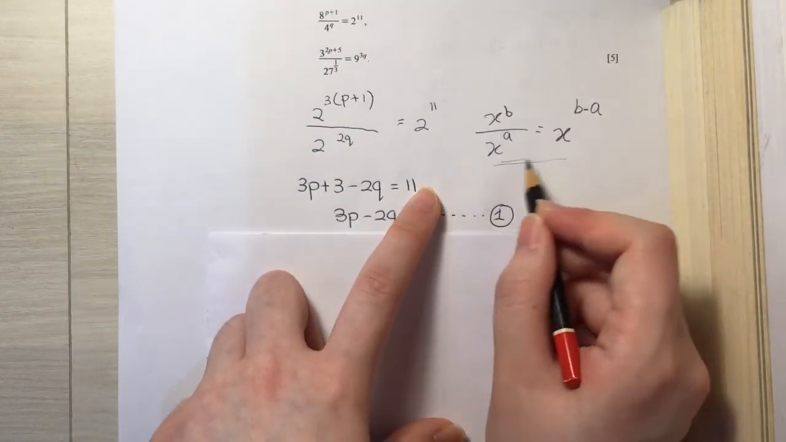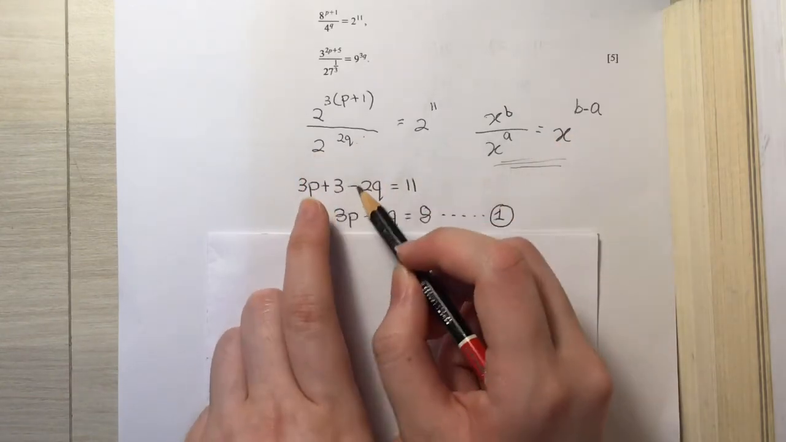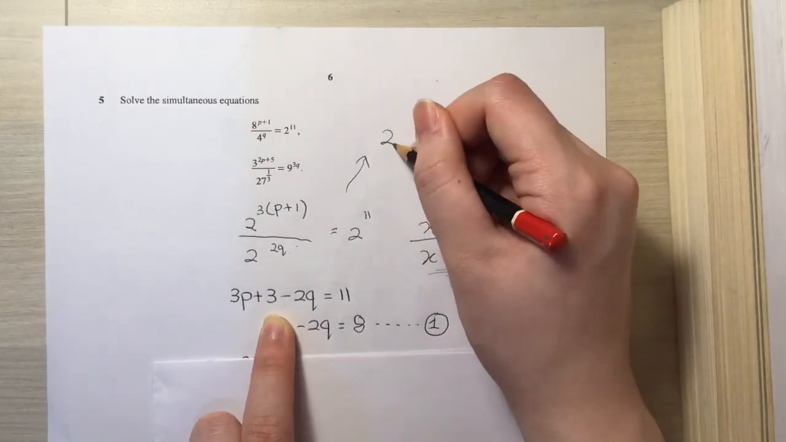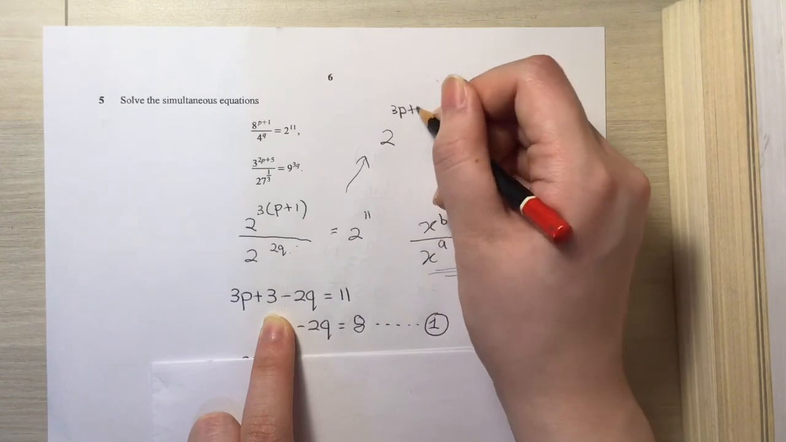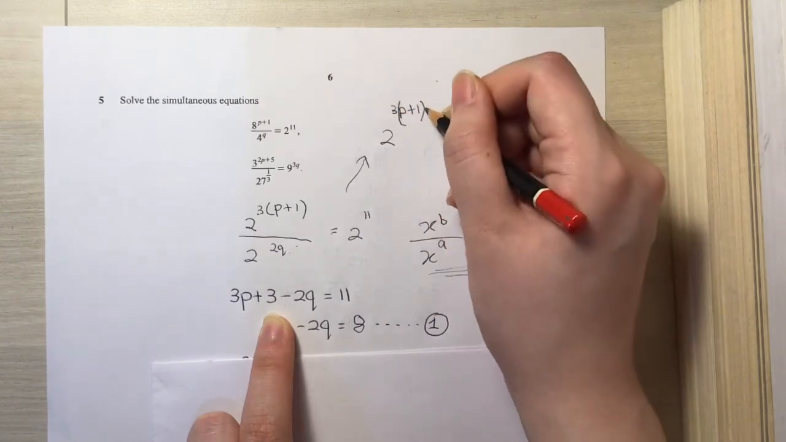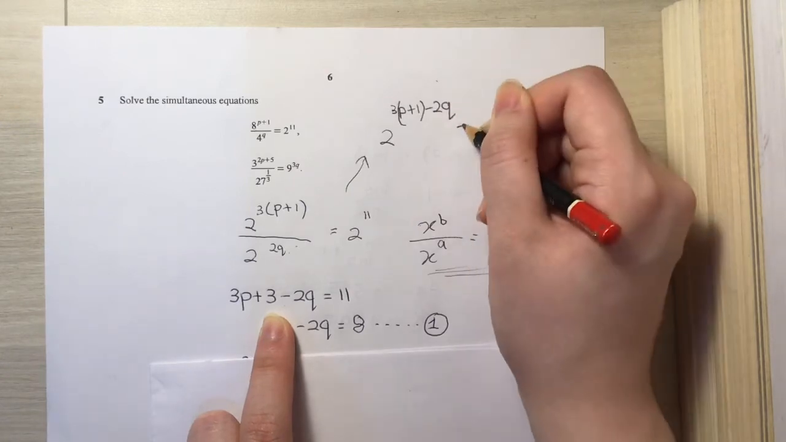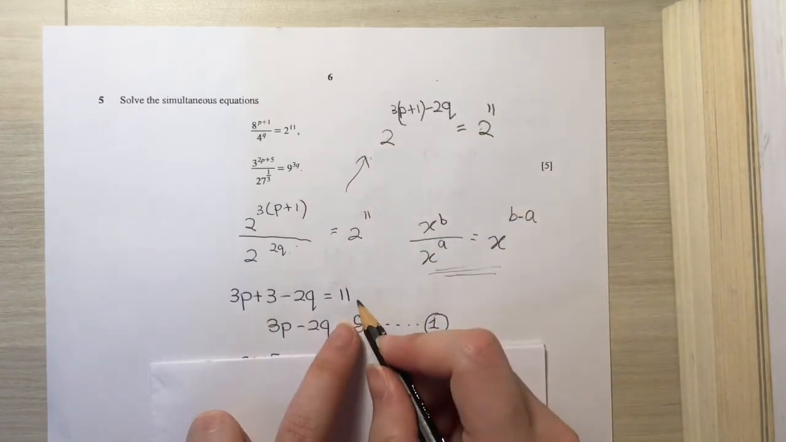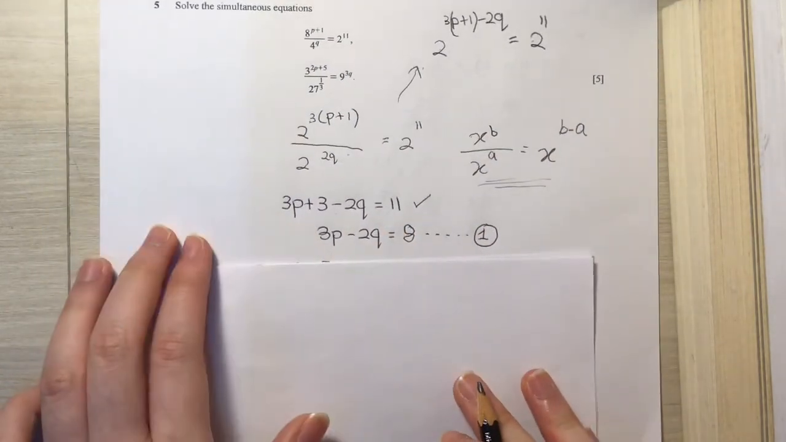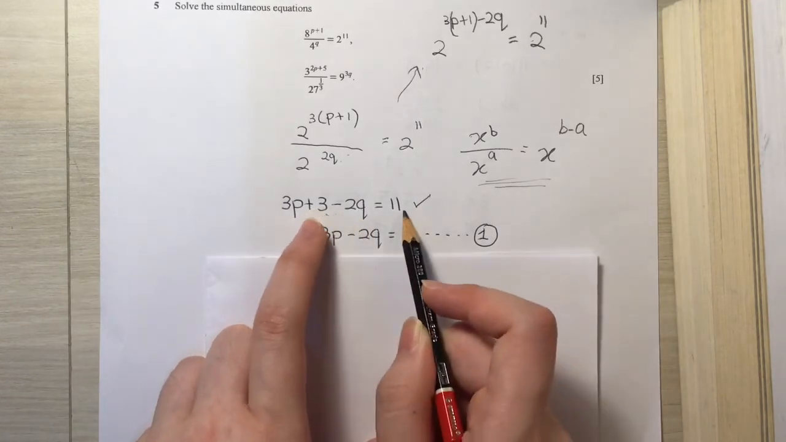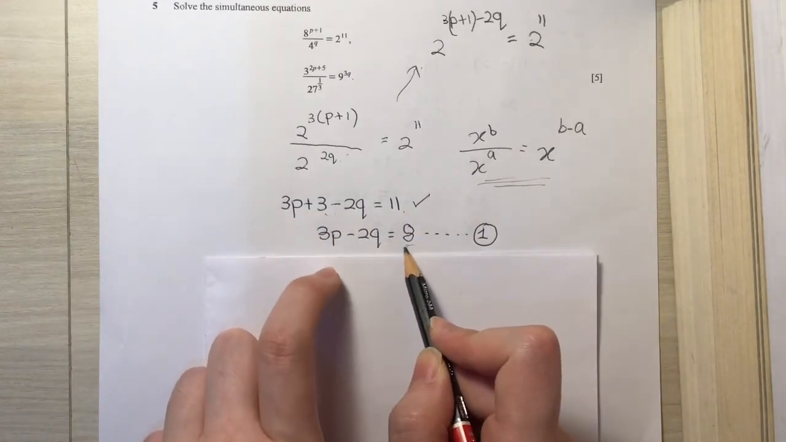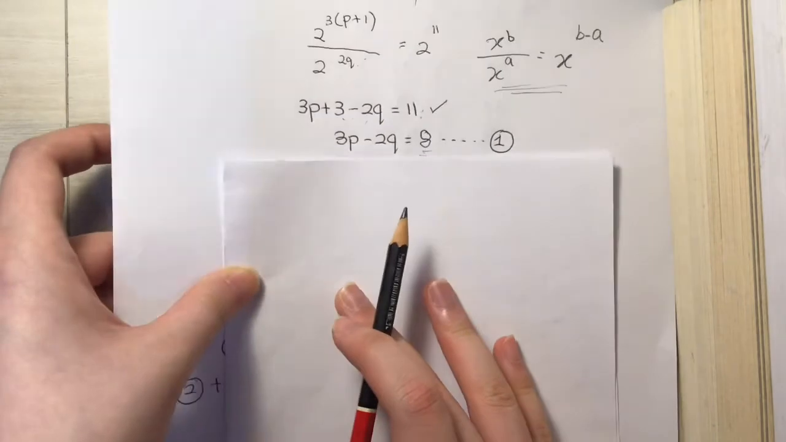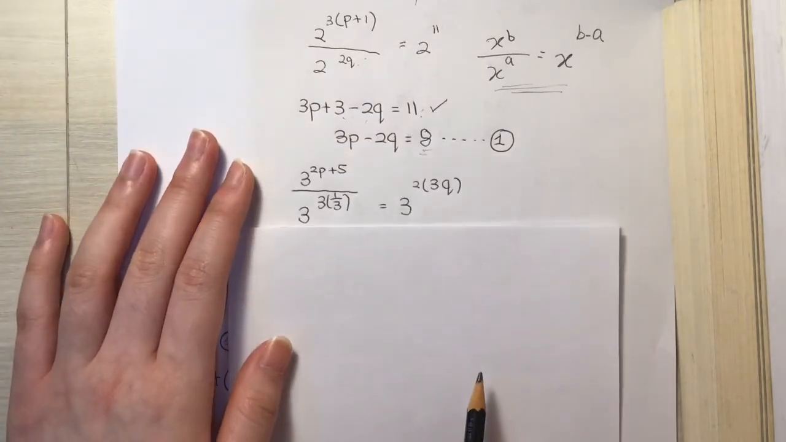Do you remember this? And since this part is actually equal to 2 to the power of 3p plus 1, bracket, remember the bracket, minus 2q, and that's equal to 2 to the power of 11. Hence, we can just omit the 2 over here, and that's how we got to this stage. And after that, you can shift the 3 from the left-hand side to the right-hand side, where you get 8 on your right-hand side, and you keep your unknown the same on your left-hand side.